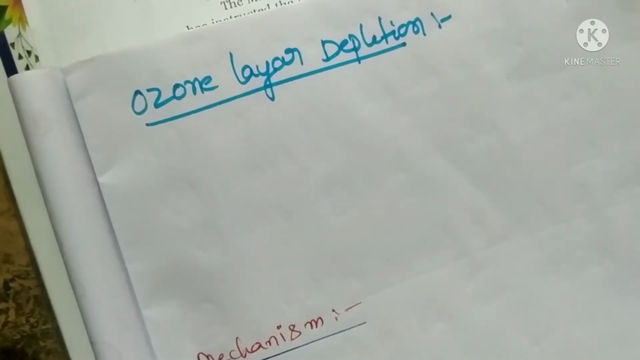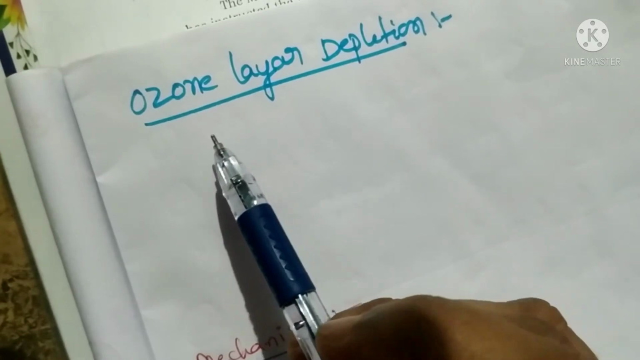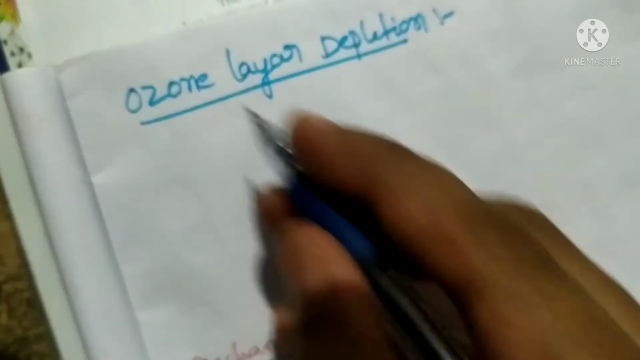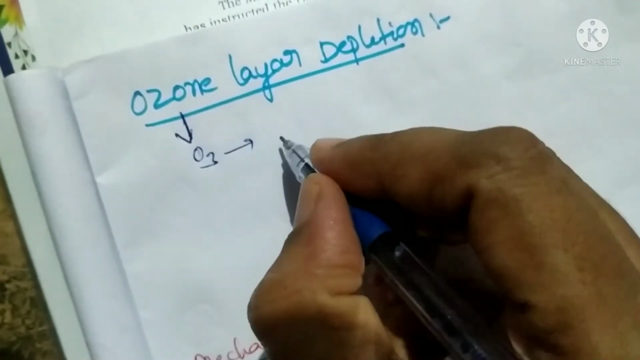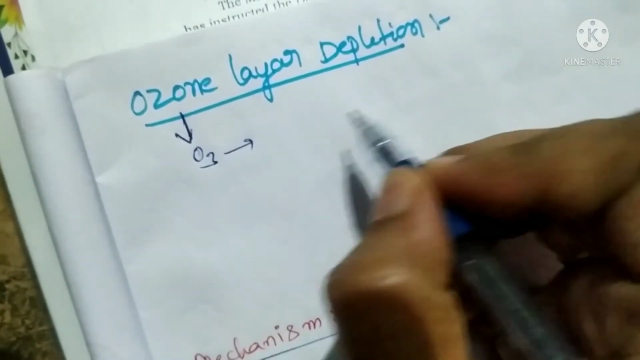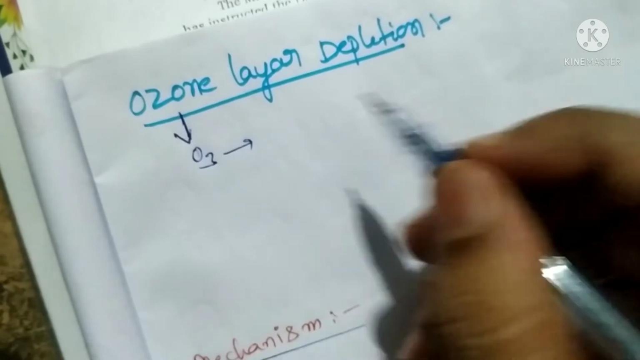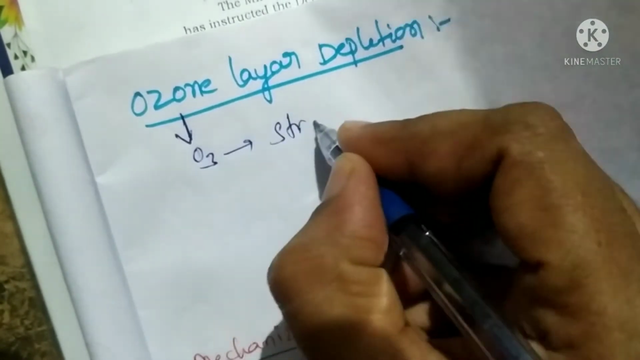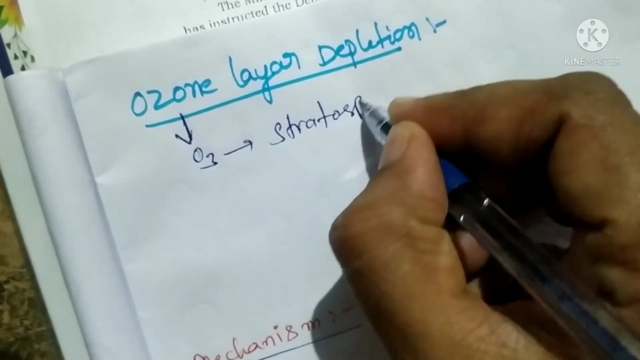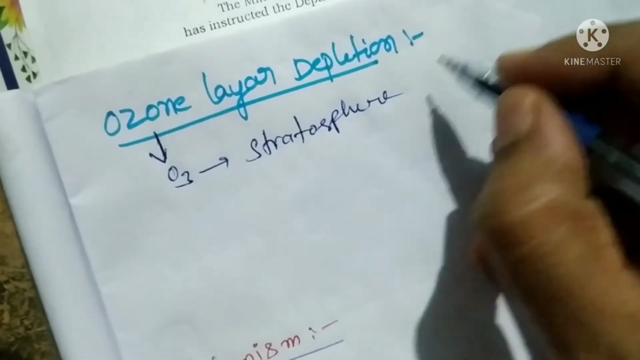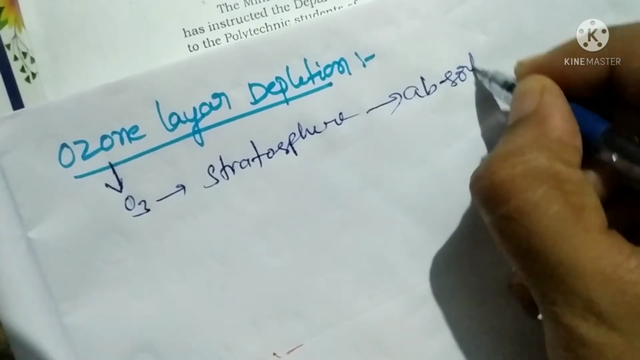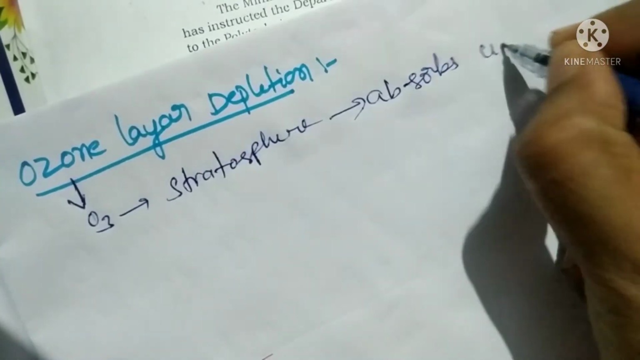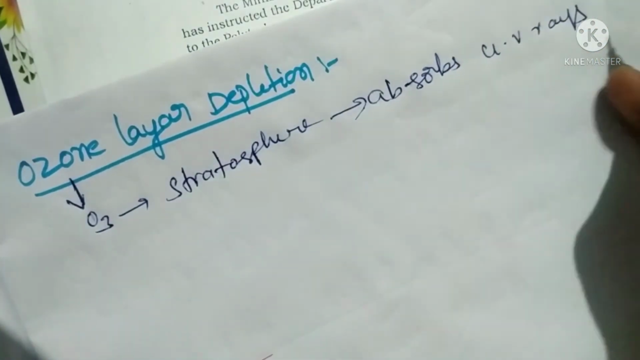Now in this class we will discuss ozone layer depletion. Ozone, O3, is present in the atmosphere, which has four spheres. It is present in the stratosphere of the atmosphere, where it absorbs the UV rays released from the sun.